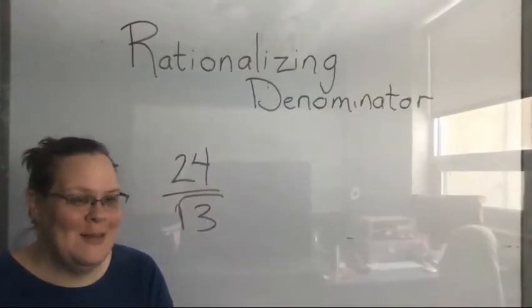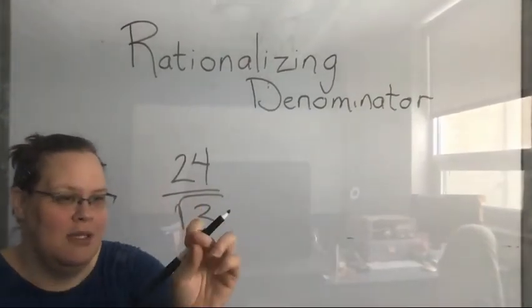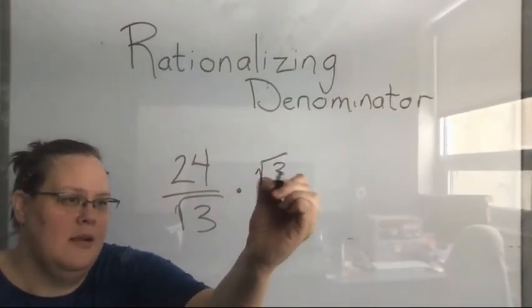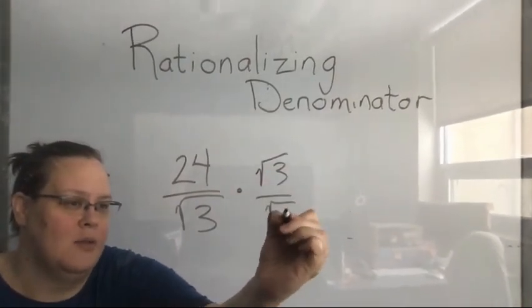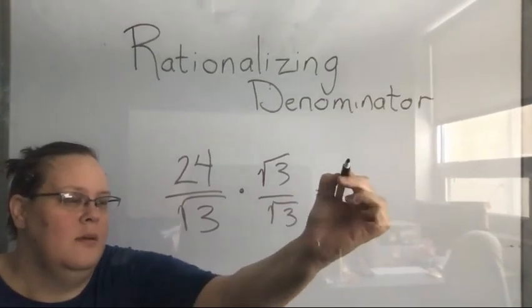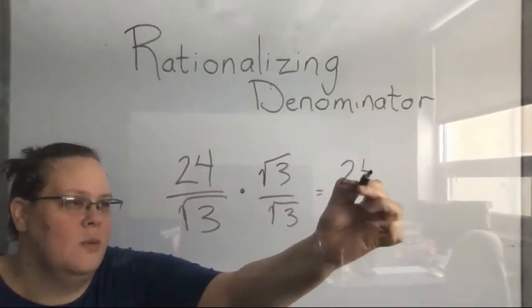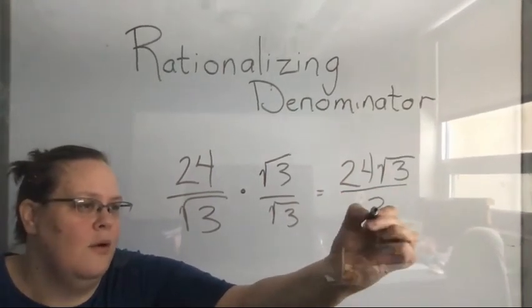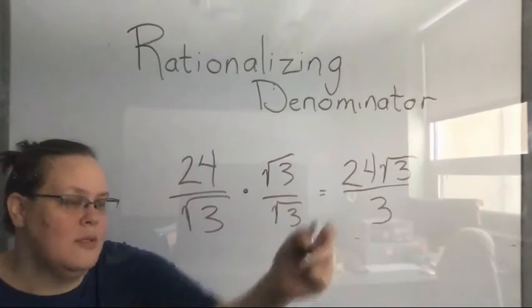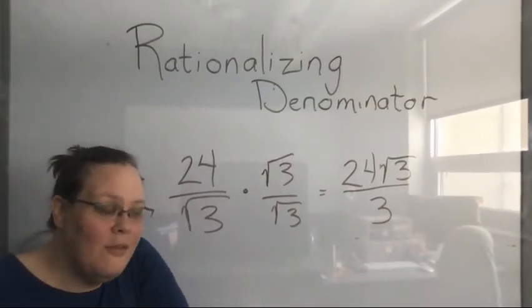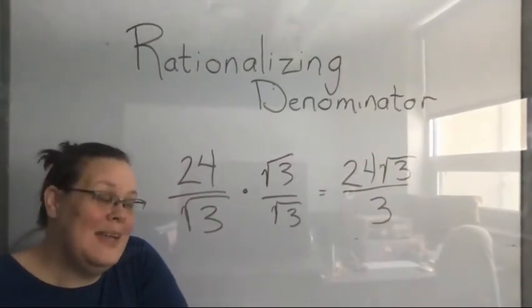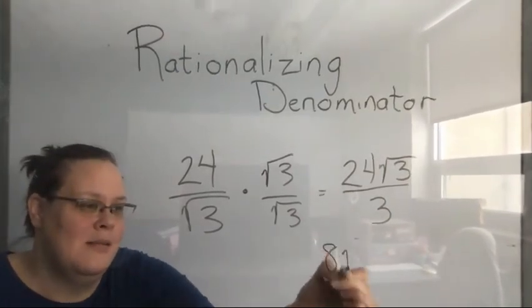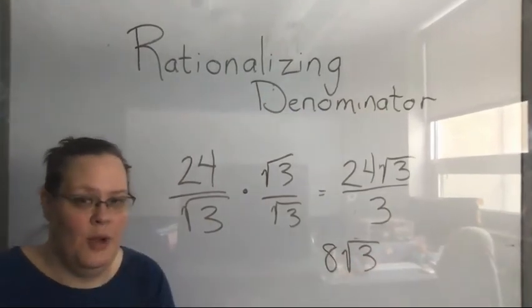Okay, here's our final example. Now remember, our goal is to get rid of this. So we're going to multiply this by the square root of 3 divided by the square root of 3, which at first gets us 24 times the square root of 3 over 3. Make sure you simplify that, right? 24 divided by 3 is 8 times the square root of 3.